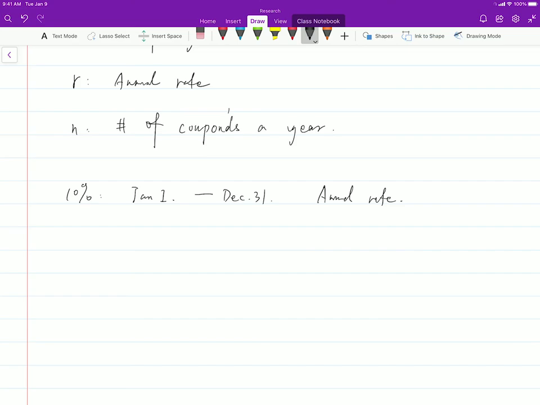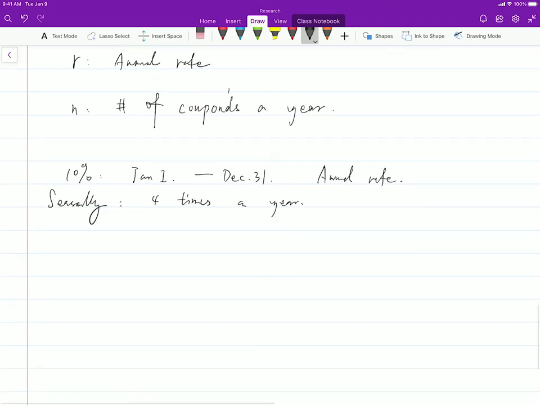Of course, people don't like that, right? So they say, well, can we just compound more times a year? For example, let's calculate our interest every season. That means seasonally, I compound four times a year: one at the end of March, one at the end of June, one at the end of September, and finally one at December. Or I can do it monthly, which means 12 times a year.